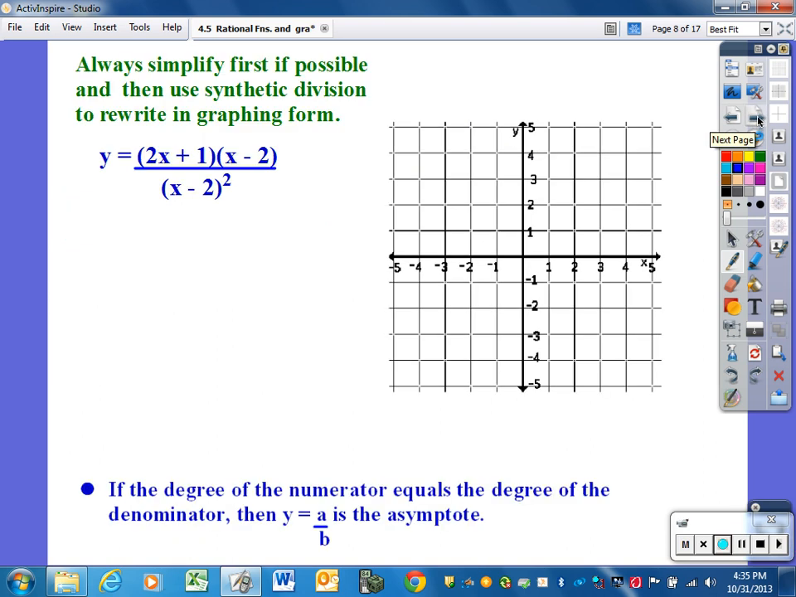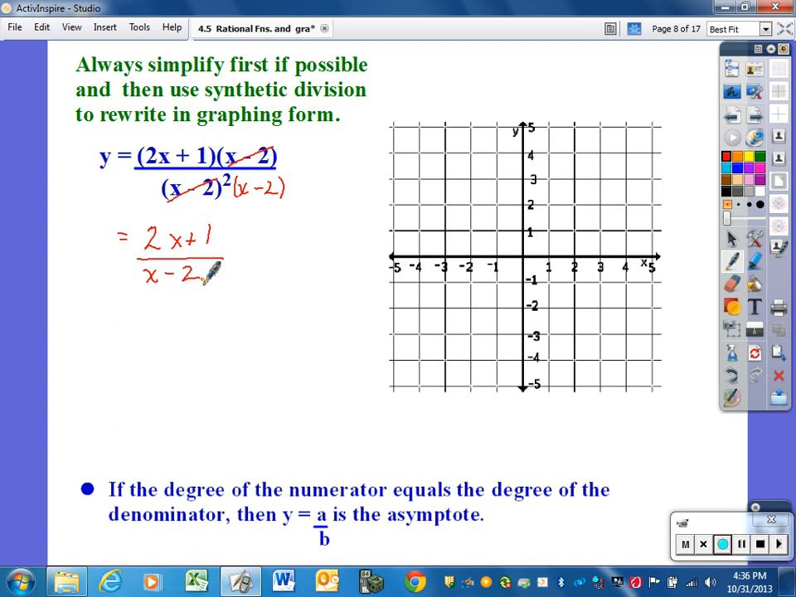When you have something that does not look familiar, that does not look like a parent function, simplify before you start to graph. So 2x plus 1 times x minus 2 over x minus 2 squared. Would you agree with me? These x minus 2's will reduce, and I'll have just one x minus 2 on the bottom. So this actually becomes 2x plus 1 over x minus 2.